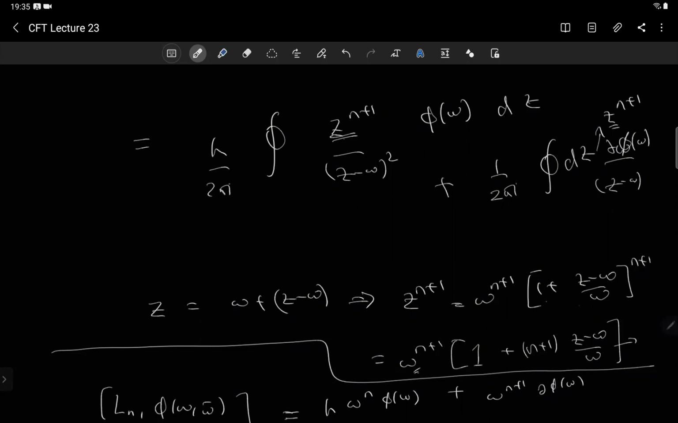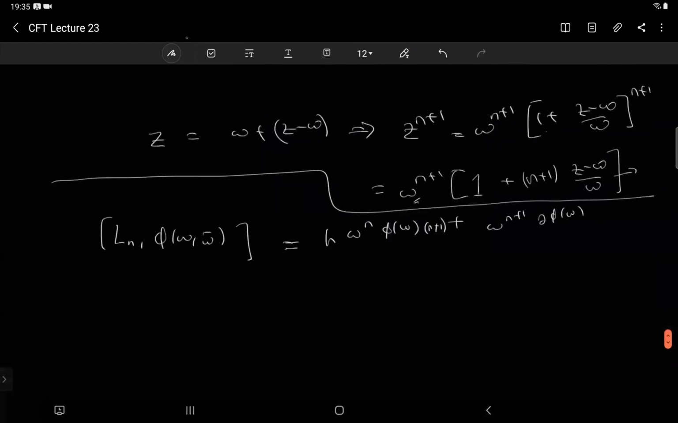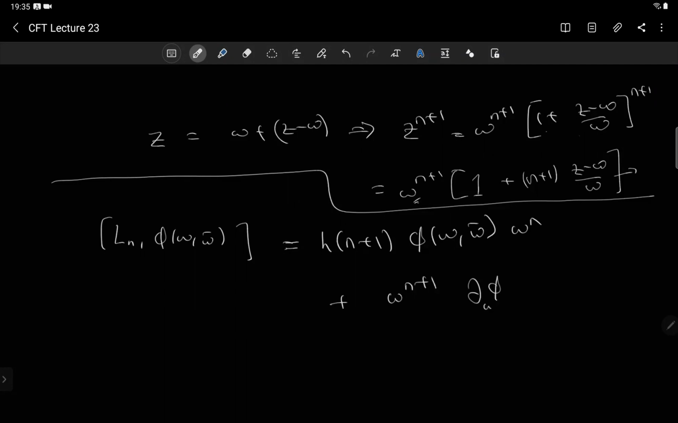Sorry, there's also an n plus 1 term here. So there's an n plus 1. Right? So there's an n plus 1 term here. So I'll just write it down here. These are the two terms you'll get.